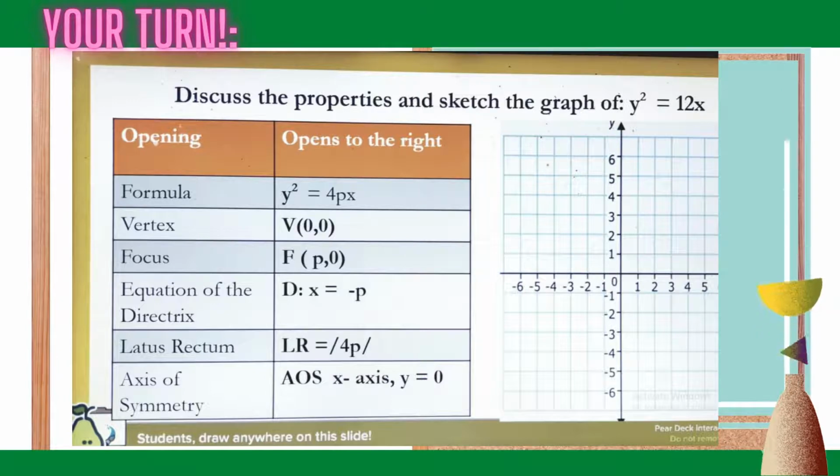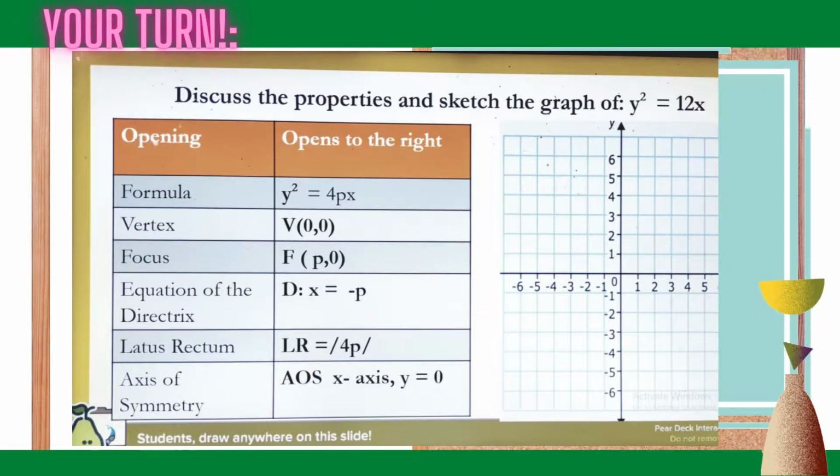Okay, it's your turn. In the first question, your task is to discuss the properties and sketch the graph of y squared equals 12x. The summarized table will guide you in discussing the properties and sketching the graph. You may now start. Take note that your first step is to solve for the focal length. Solve for the value of p.